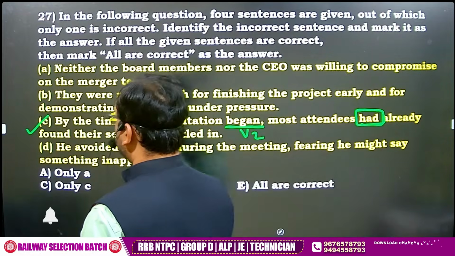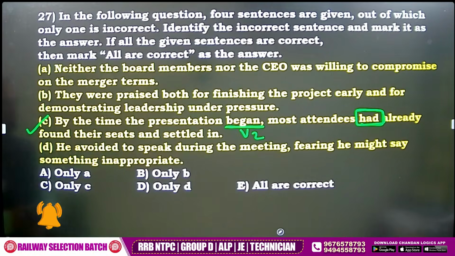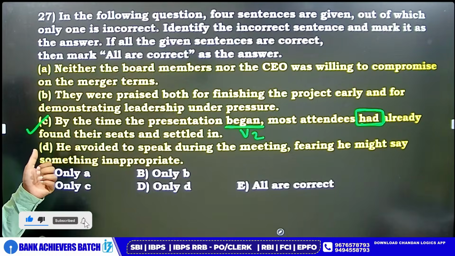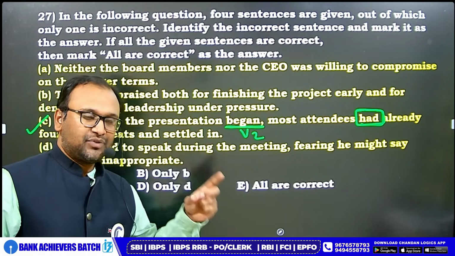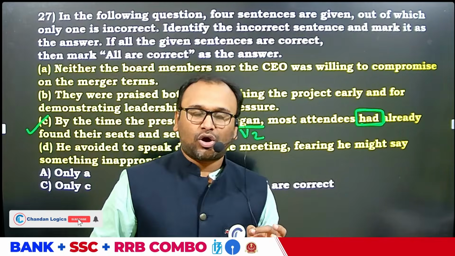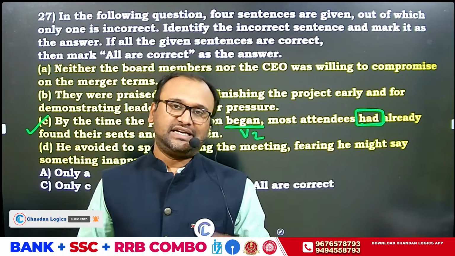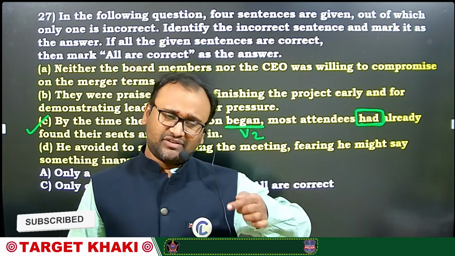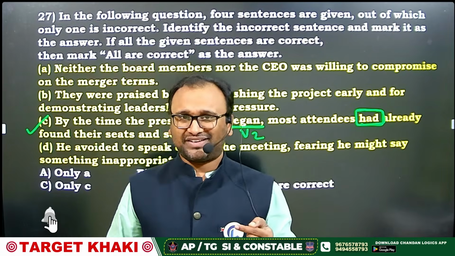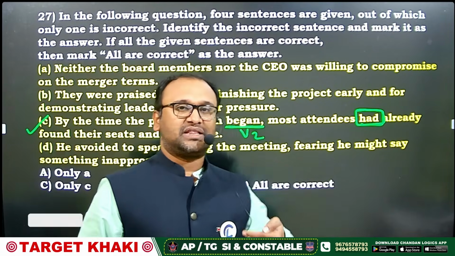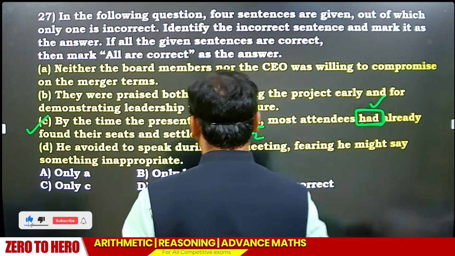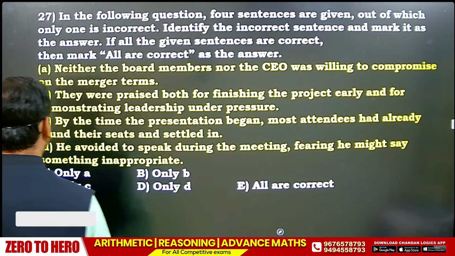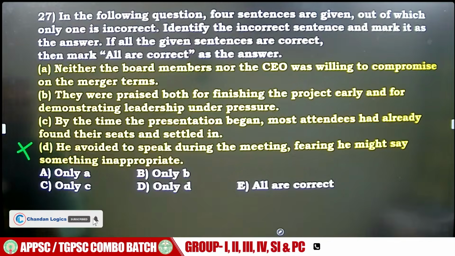If you observe this sentence carefully, what is the first action? The attendees already sat down in the chairs. That is the first action. The presentation began later. So in the tenses, there is a beautiful rule called past perfect. It says, when two actions are completed in the past, the very first action should be in the past perfect. So here this is in the past perfect. No problem. Perfect sentence.